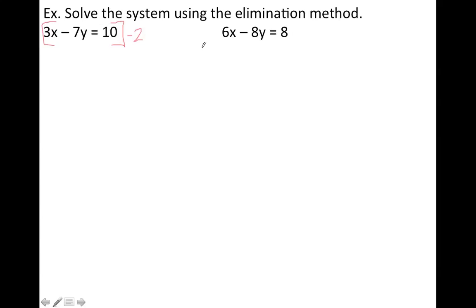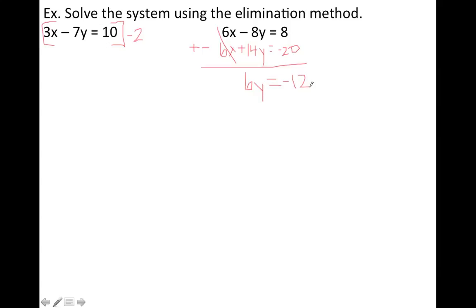So 3x times -2 is -6x. -2 times -7y is plus 14y. And 10 times -2 is -20. Our next step is to add up our two equations. So we add them up here, and we combine like terms. So we look at our x variables. 6 plus a -6, they eliminate, which was our goal. -8 plus 14 is 6y. And that equals 8 minus 20, which is -12.